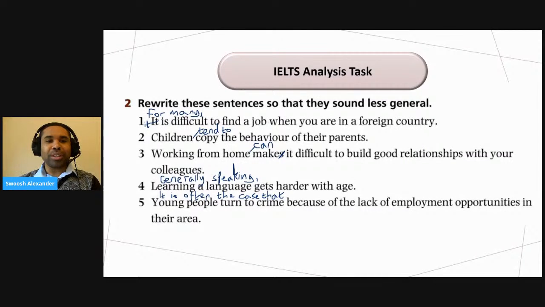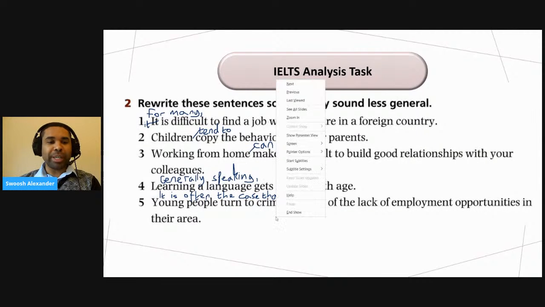Okay, so that's the answer to the task. There's more than one possibility. There were some great suggestions that were made in the class today as well. So thank you for all of those.